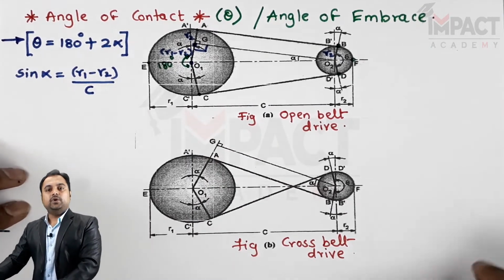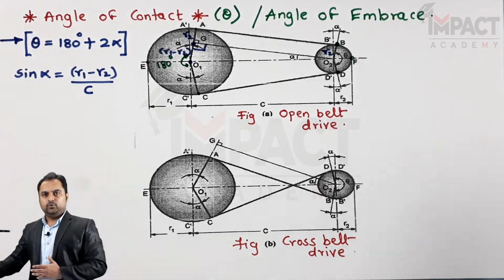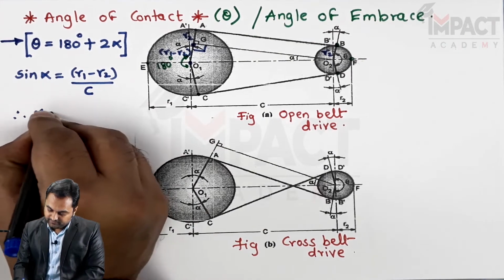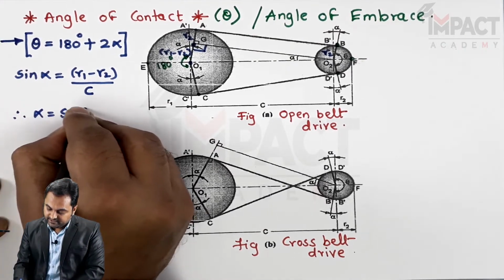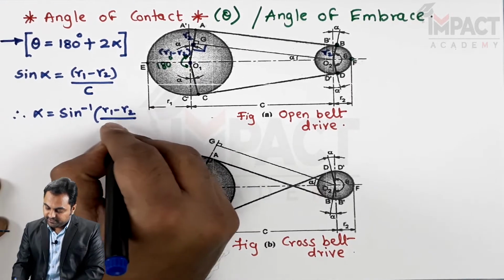We can even denote it with X, that is the center distance between both the pulleys. Now from this I can say the alpha value will be sine inverse of R1 minus R2 divided by C.